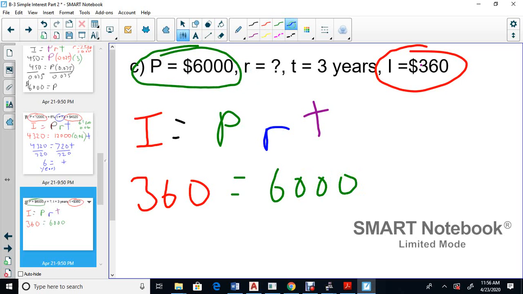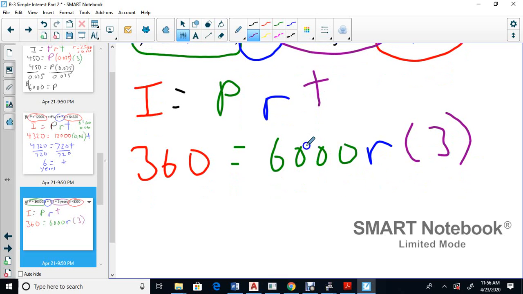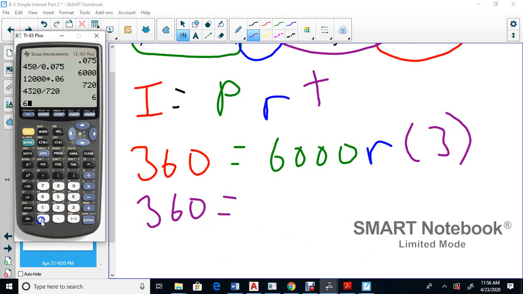Okay, R. Oh, we don't know R. Just going to put R. Purple for T. T is 3 years, so we'll circle it. 3. Okay, so now all the numbers are in the formula. You go 6,000 times 3. So now just use the one purple color. 360 equals 6,000 times 3. Go back to the calculator. 6,000 times 3. 18,000.